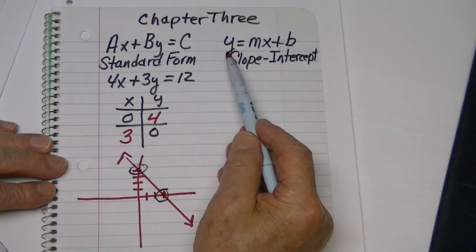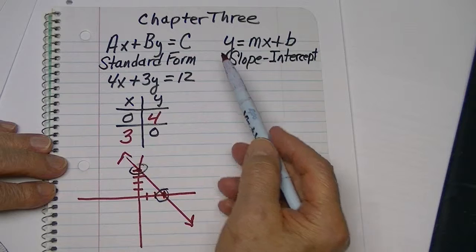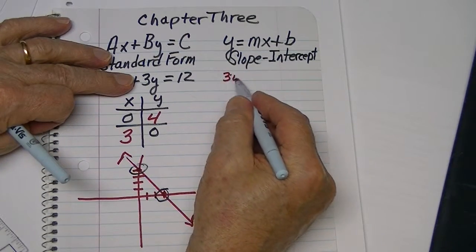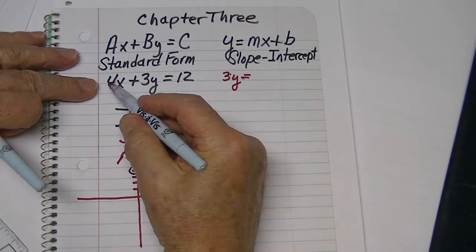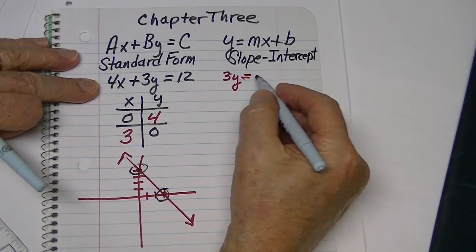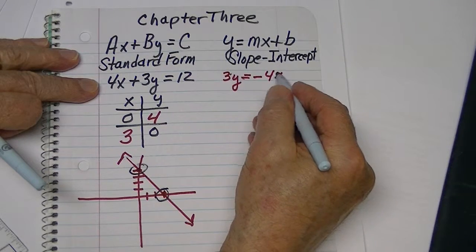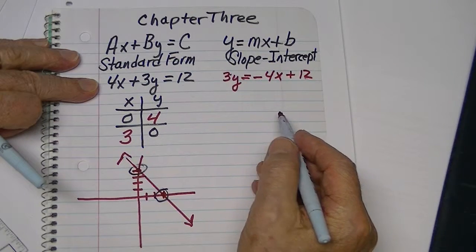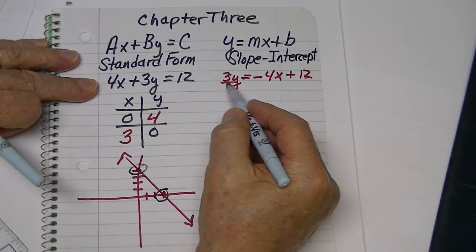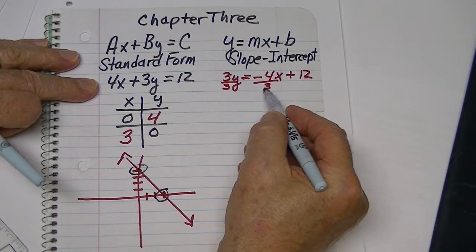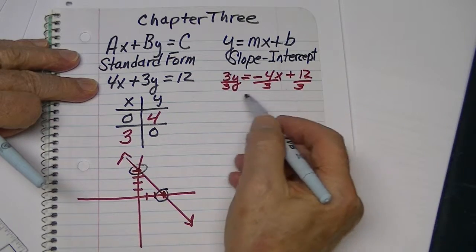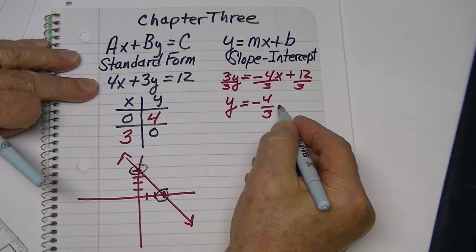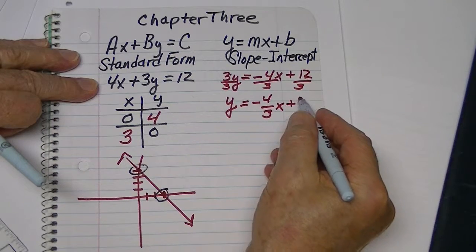So in order to do that, we have to solve for the letter y. So I'm going to just pick it up from here. We got 3y on this side. I'm going to transpose this to the other side. That goes over there as a negative 4x. And our 12 stays the same. Now we're going to divide everything by 3. And we get y equals a negative 4/3 x plus 4.